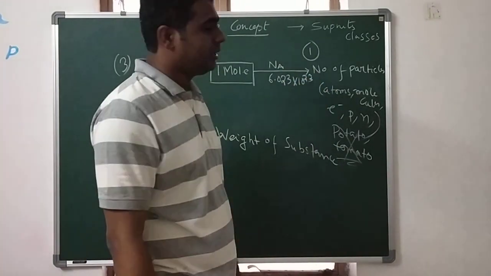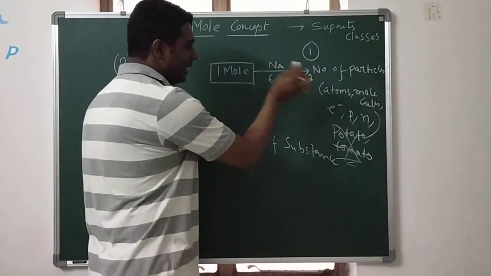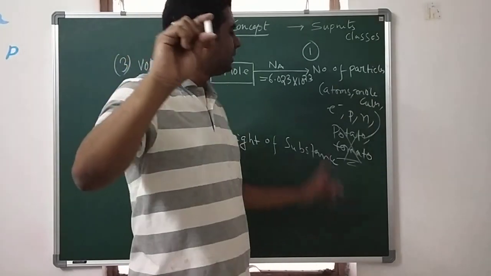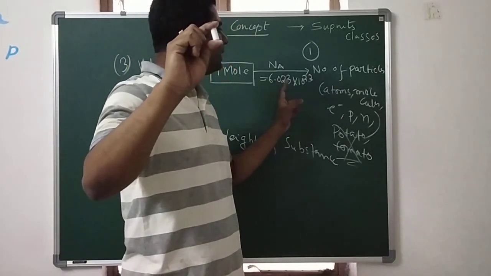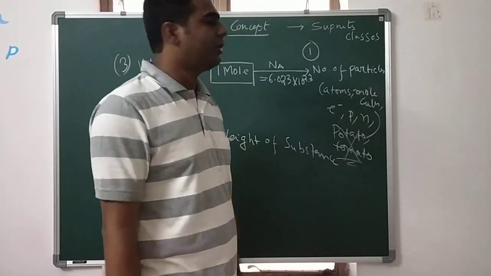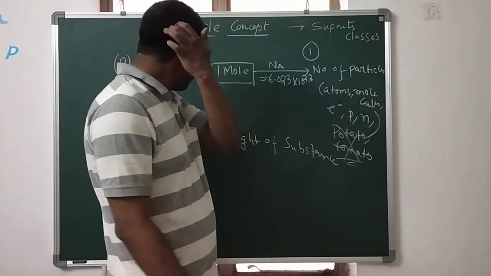Quite big, right? So 1 mole of any substance is equal to this number of particles. So 1 mole of chalks is equal to 6.023 into 10 to the power 23 number of particles. Clear? Okay. We'll go very slow. Don't worry. You will understand everything.